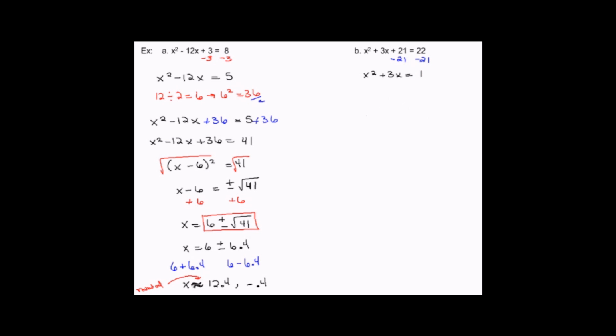I'm going to take half of 3, and that's going to give me 3 halves, and then I'm going to square it, which is going to give me 9 over 4, because 3 squared is 9, 2 squared is 4. And I'm going to add that to both sides.